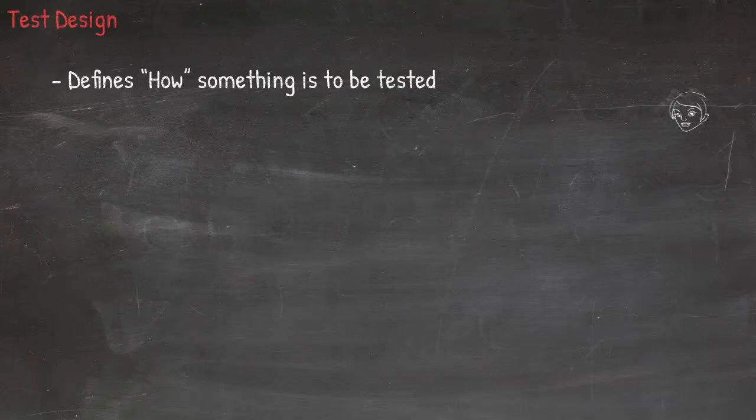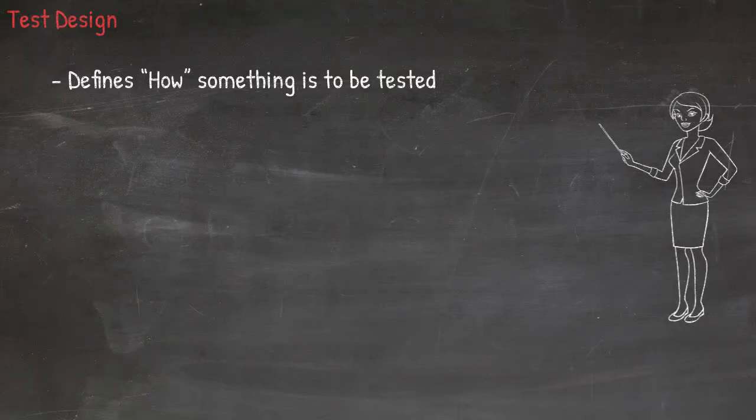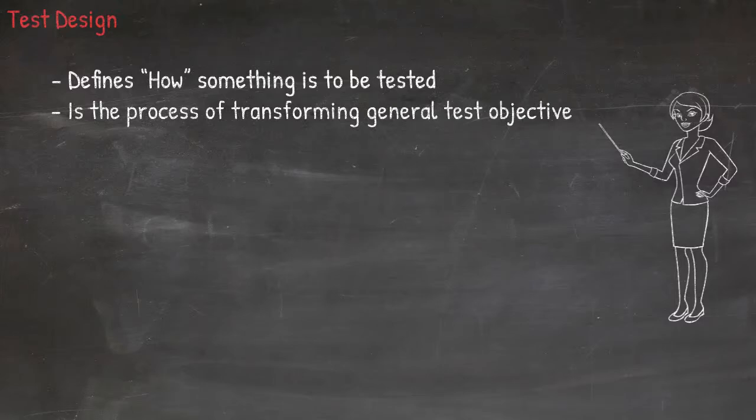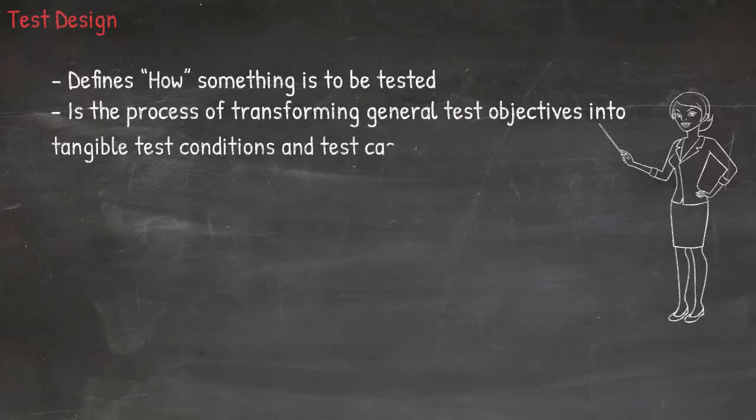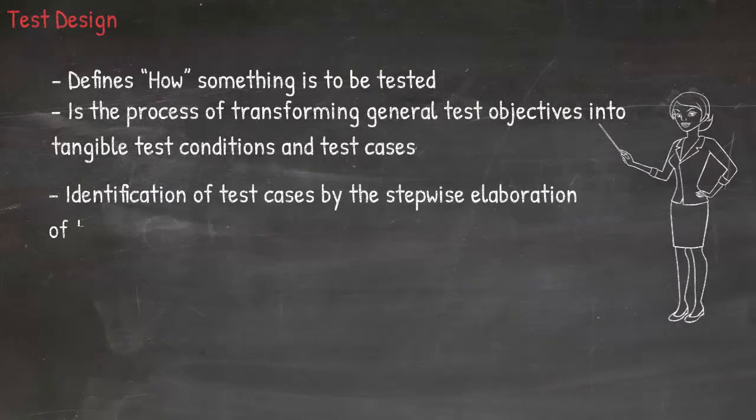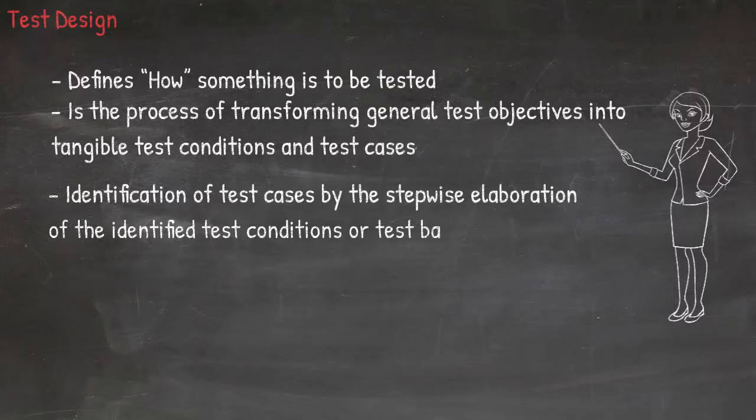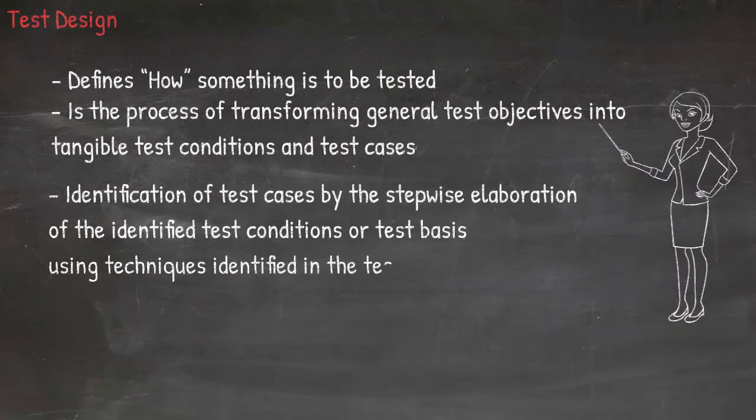Once the analysis is done, it is time to transition to test design. This mainly defines how something is to be tested. So, test design is the process of transforming general test objectives into tangible test conditions and test cases. It covers the identification of test cases by stepwise elaboration from the identified test conditions or from the test basis.